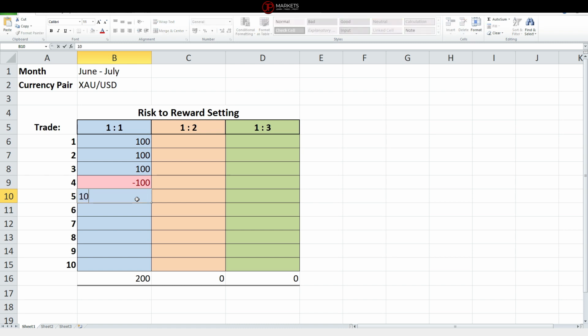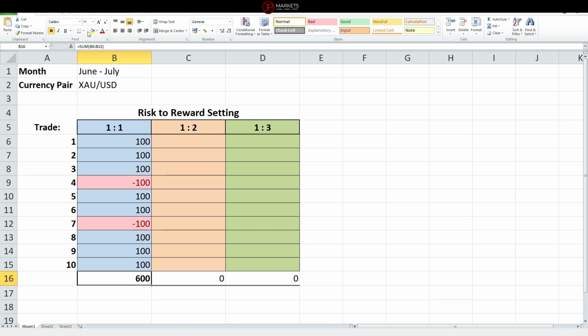Trade number 5, we made money. So we had 300. Trade number 6, we made more money. So we had 400. Trade number 7 we lost money, so that took us back to 300 bucks there. Trade number 8 we made 100 bucks, so we're back at 400. Trade number 9 another 100 bucks, and then trade number 10 another 100 bucks. So we made 600 bucks of profit down here.